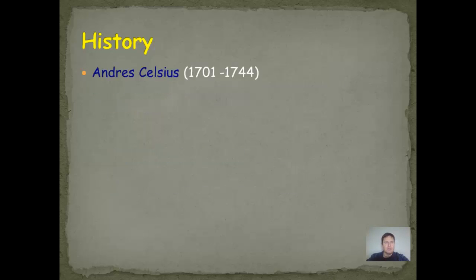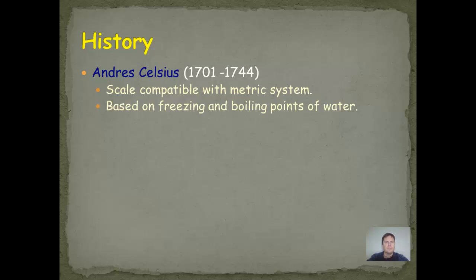Later on came Anders Celsius, and Celsius gave us the Celsius scale. His scale was compatible with the metric system, and he based it on the freezing and boiling points of water. We know water freezes at 0 degrees Celsius and boils at 100. So we could break that up in tens once again. His was actually based on something.